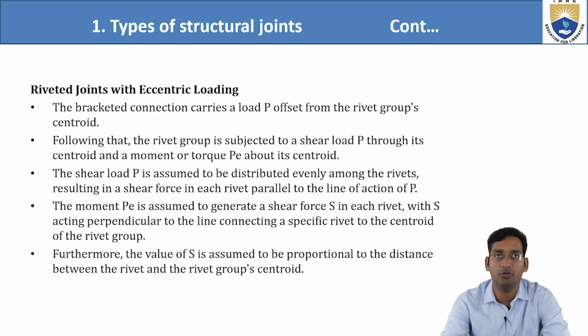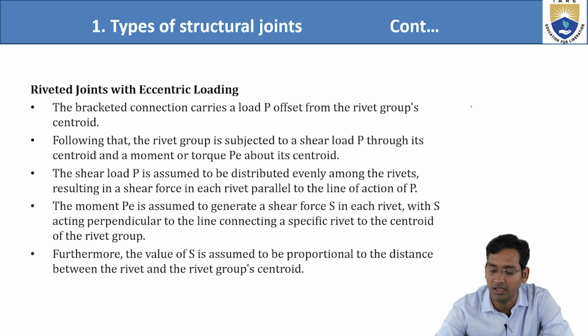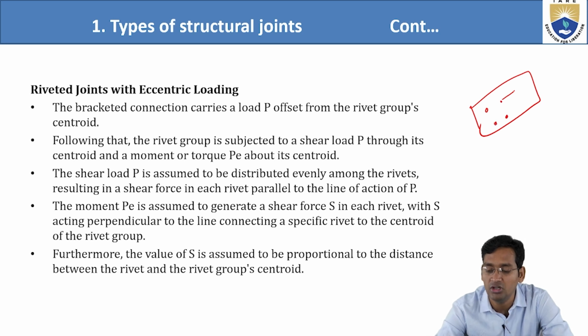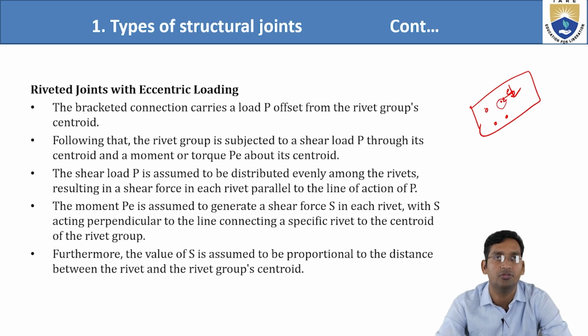Now the next type of structure: a riveted joint with eccentric loading. Eccentricity means a particular offset distance. The bracket connection carries a load P offset from the rivet group's centroid. That offset distance is called the eccentricity, represented by E. This load acts here, so what effect will it have on these rivets?